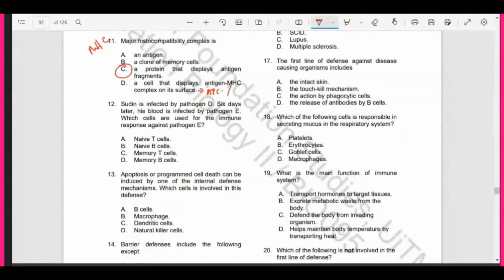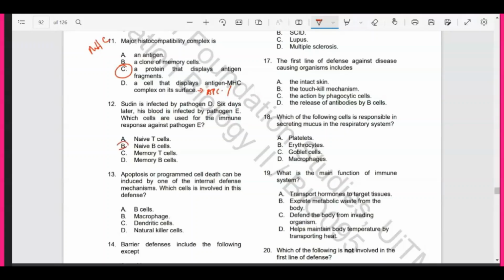So, number 12. Tadi siapa, Alice ke? And next is Alia. Number 12. Sweden is infected by pathogen D. 6 days later, his blood is infected by pathogen E. Which cells are used for the immune response against pathogen E? Soalan ni saya tak sure sangat, madam. Saya jawab B.